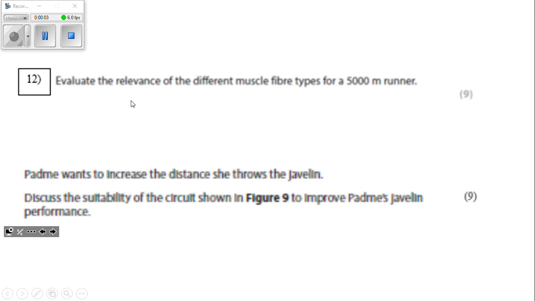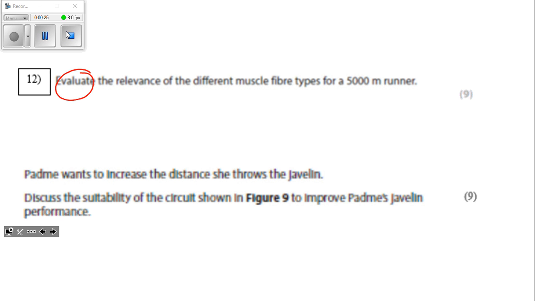Right, so let's take a quick look at the two extended answer questions. Let's look at the first one initially. Different muscle fiber types for a 5,000 meter runner. Now we've seen a very similar question, but for the topic we looked at before, we looked specifically at a tennis player. So evaluate. What does that mean as a command word?